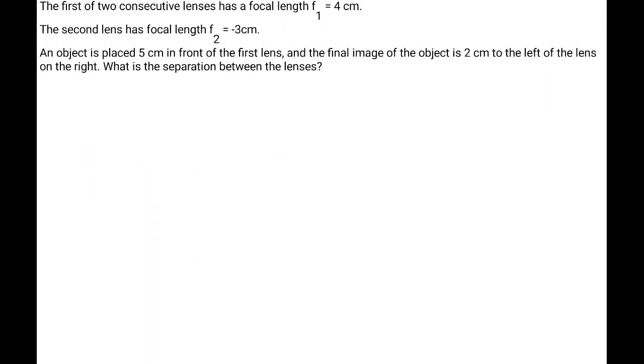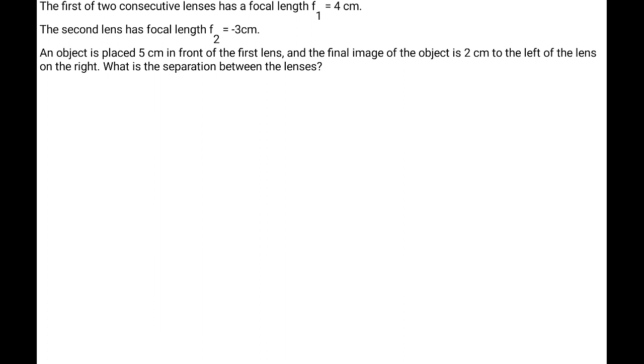Let's look at this problem. The first of two consecutive lenses has a focal length f1 of 4 centimeters. The second lens has focal length f2 of negative 3 centimeters. An object is placed 5 centimeters in front of the first lens, and the final image of the object is 2 centimeters to the left of the lens on the right. What is the separation between the lenses?